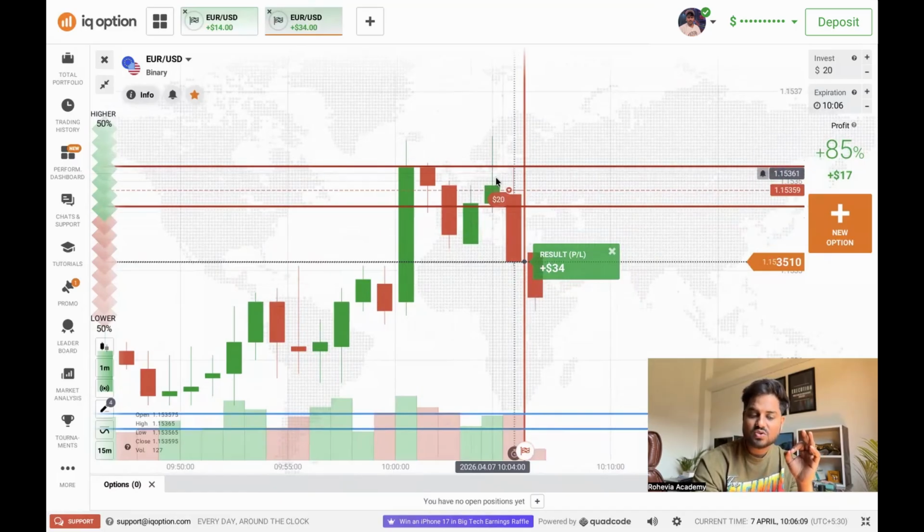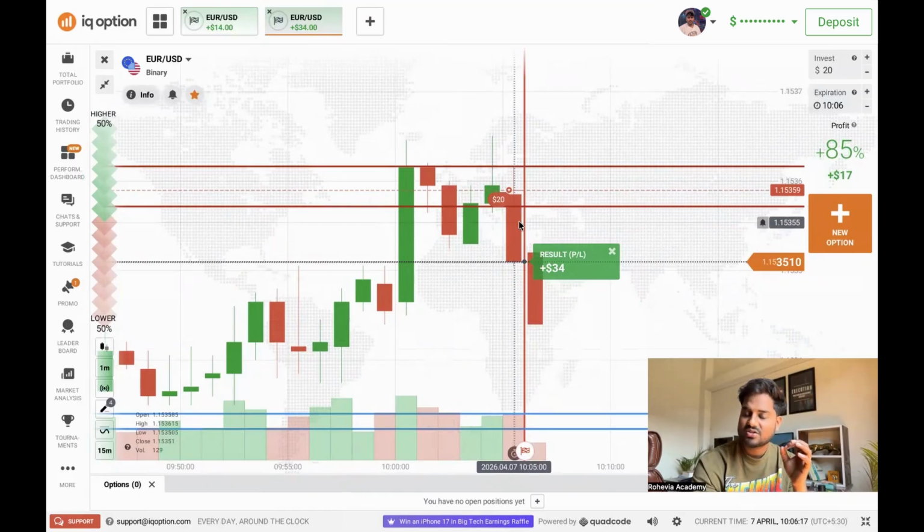And because the rejection was so nice from the seller side, nearby the seller's area, they have increased the volume. There was a very good opportunity for the sellers to take control over the market. That's why I said this candle can be a seller's candle. And the same thing happened here. This candle closed as a very good seller's candle, right?